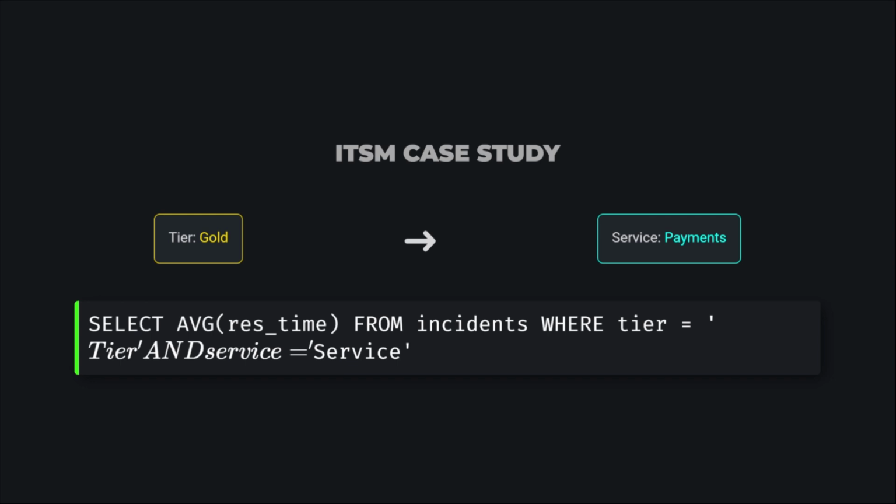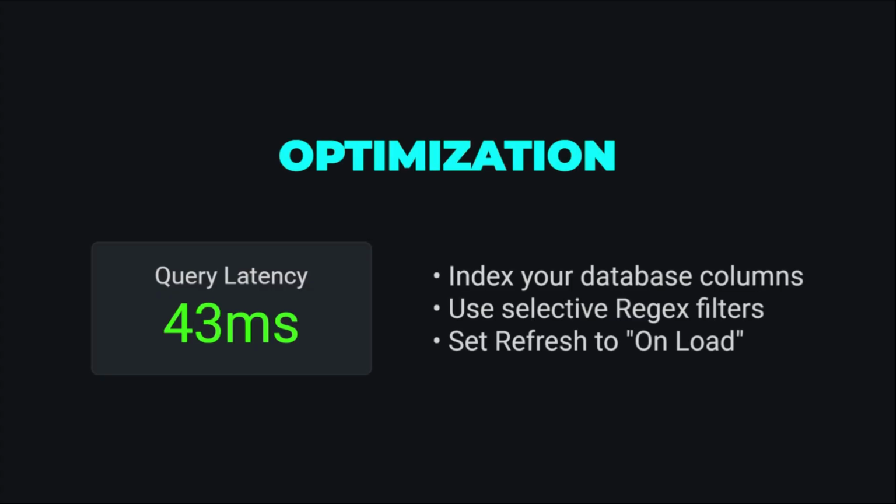A panel showing average resolution time uses a query like select avg(resolution_time) from incidents where tier = $service_tier and component = $component. By enabling multi-value on the component variable and using the repetition feature on the row, system analysts can instantly compare resolution times across all selected components within a specific service tier, providing immediate operational insight.